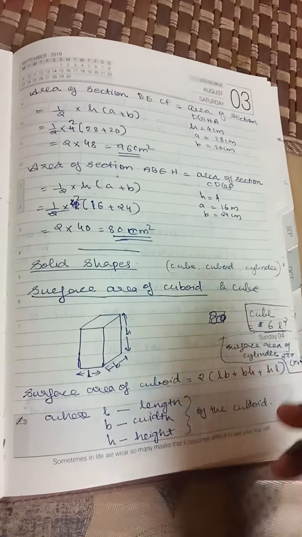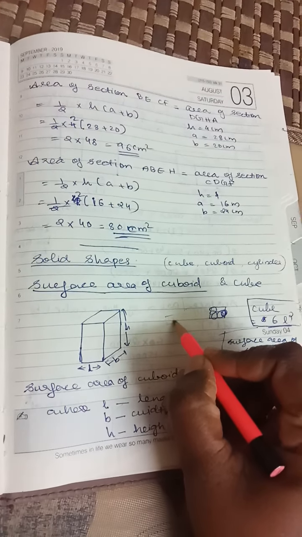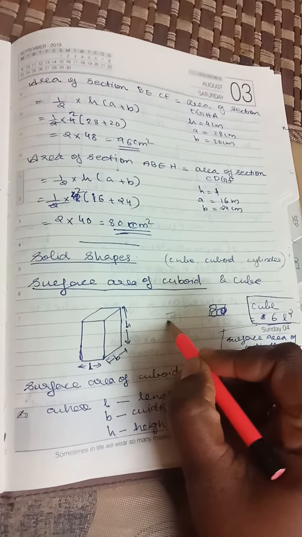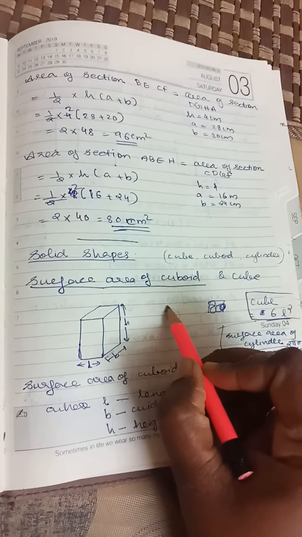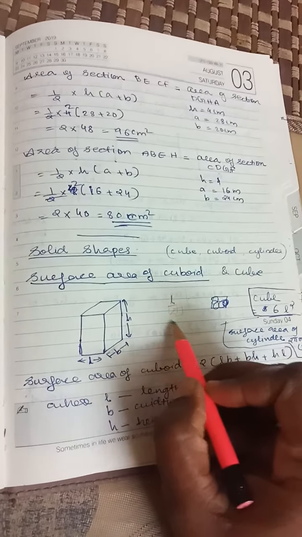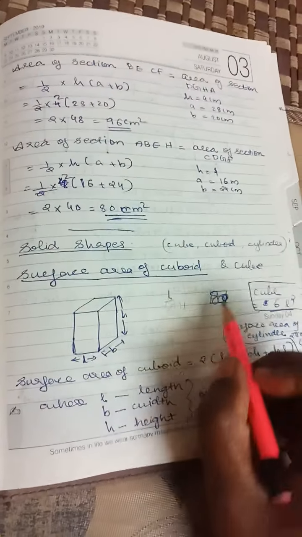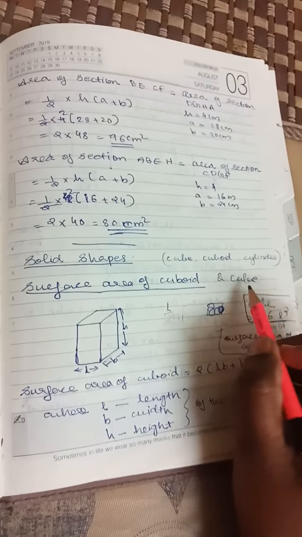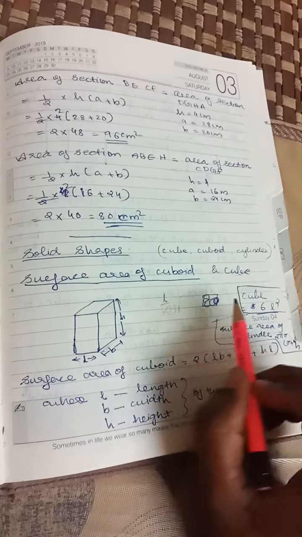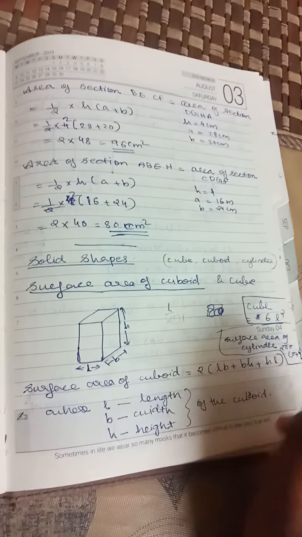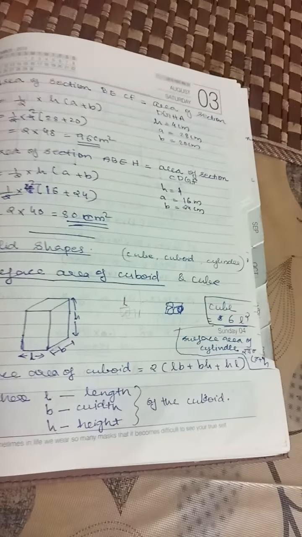Next, if we have a cube, that means all the sides are equal, correct? This is in the shape of a cube. So if all the sides are equal, I am taking one side equal to L. That means length, breadth, height, everything is L only. How can we find the surface area of a cube? Surface area of cube is equal to 6 into, total 6 faces are there, so 6 into L square. One side square times 6 is the surface area of a cube.